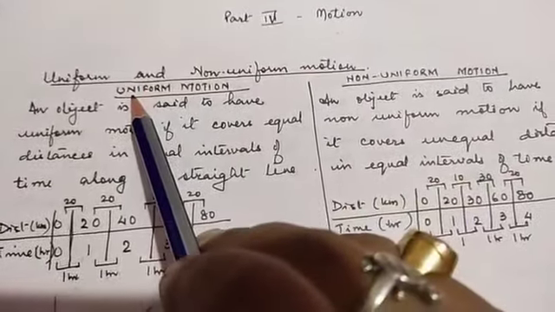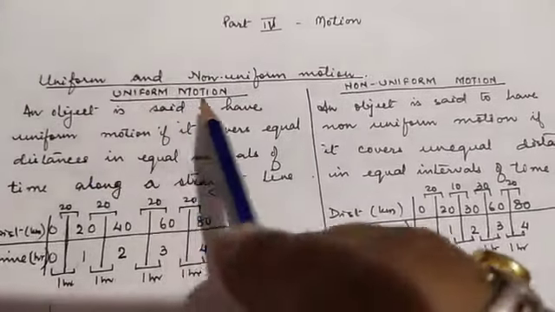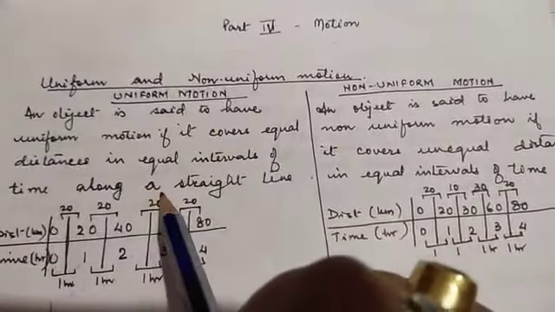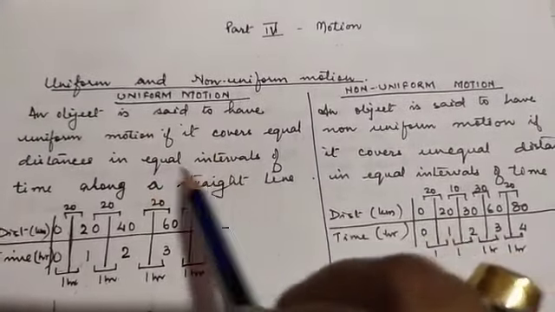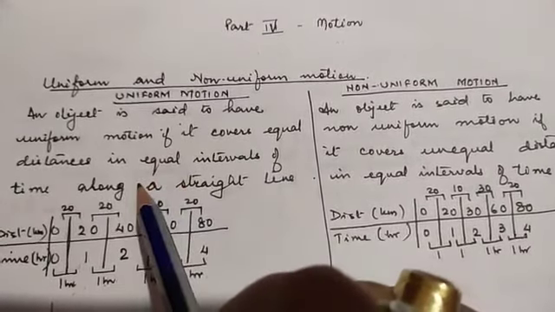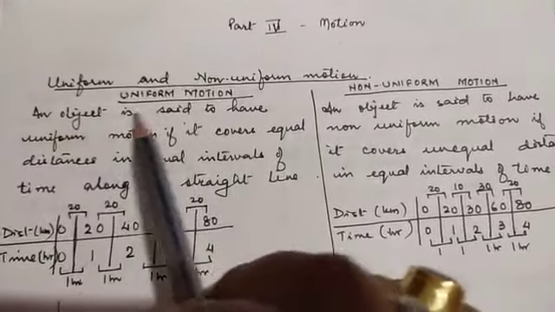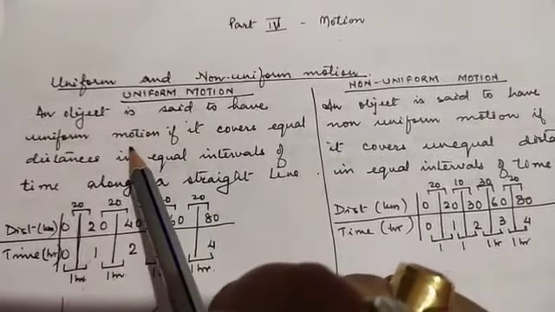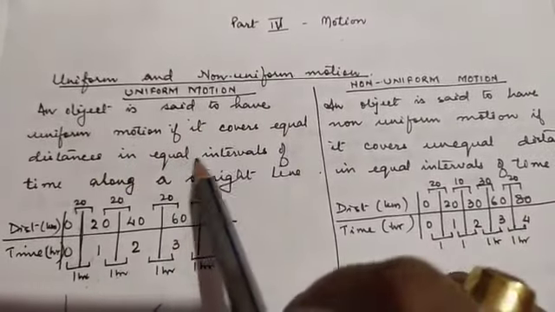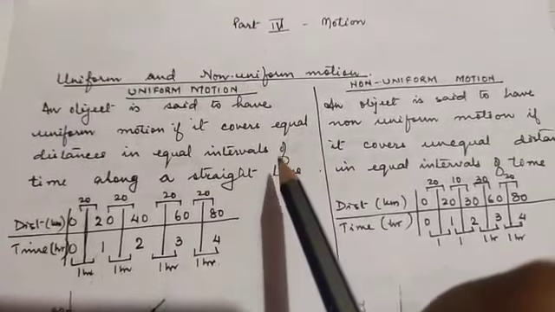What is uniform motion? When an object covers equal distances in equal intervals of time along a straight line, then that kind of motion is said to be uniform motion. It is defined as an object is said to have uniform motion if it covers equal distances in equal intervals of time along a straight line.